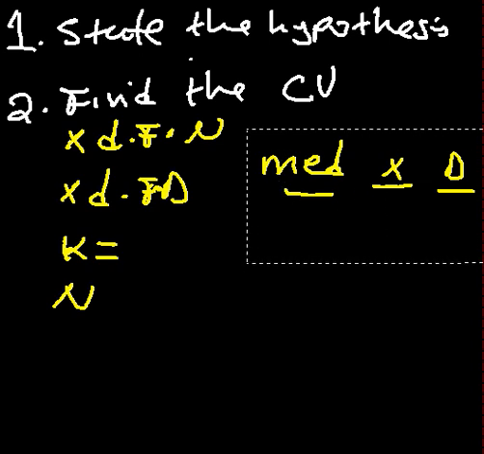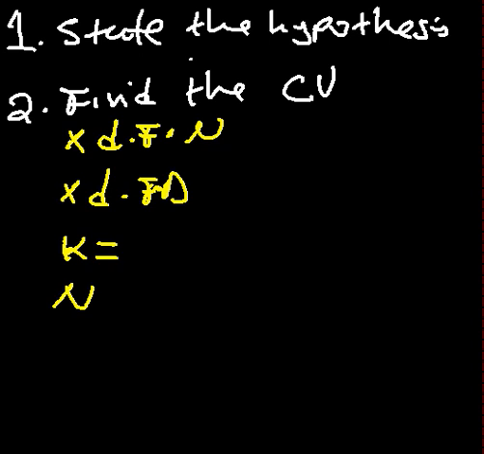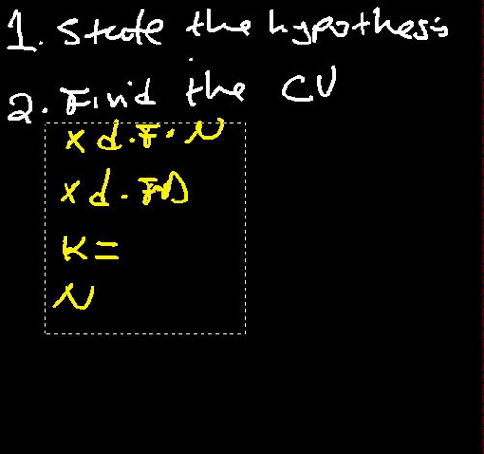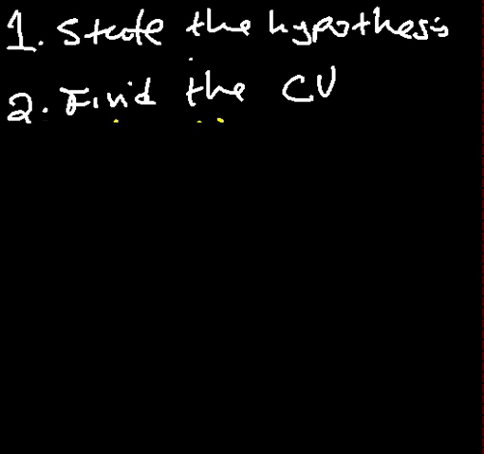And how about the value of N? The value of N is the number of the data values that we have. You'll understand how all those things will be worked out, but just have to know that the second step is to find the critical value.